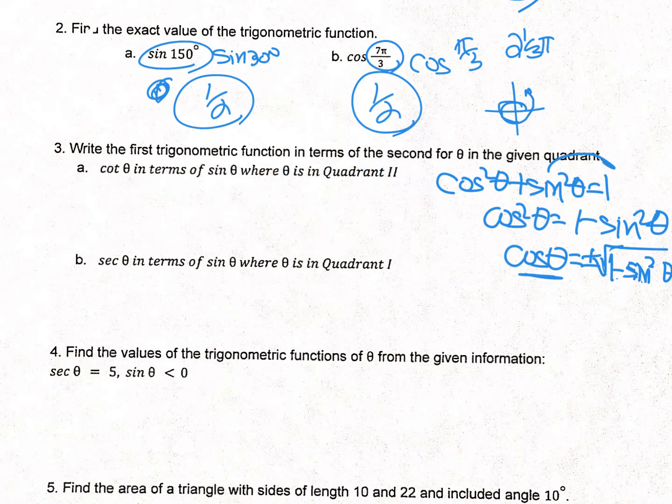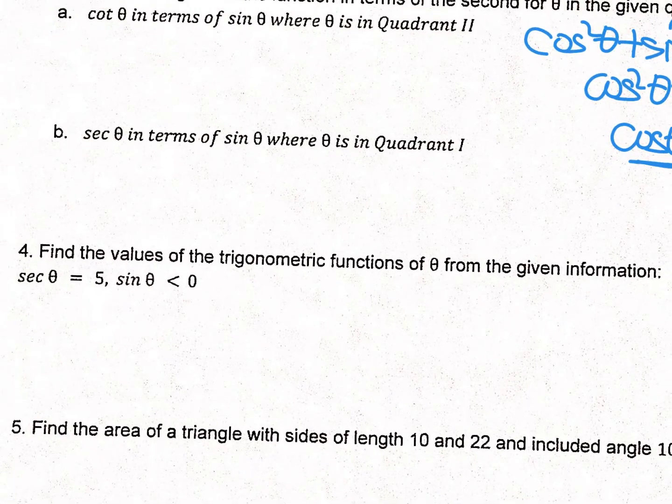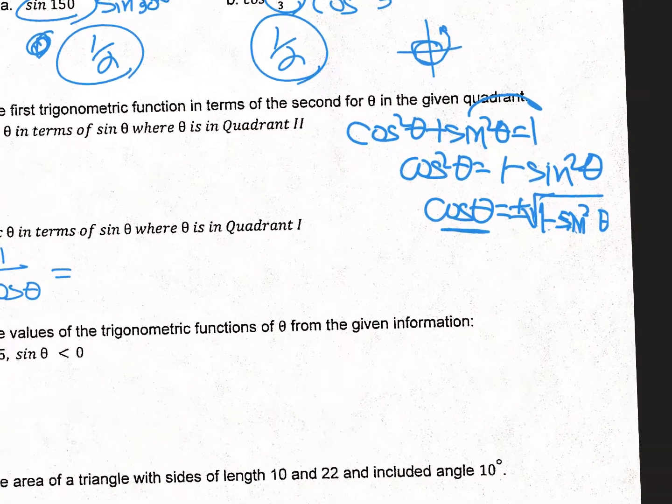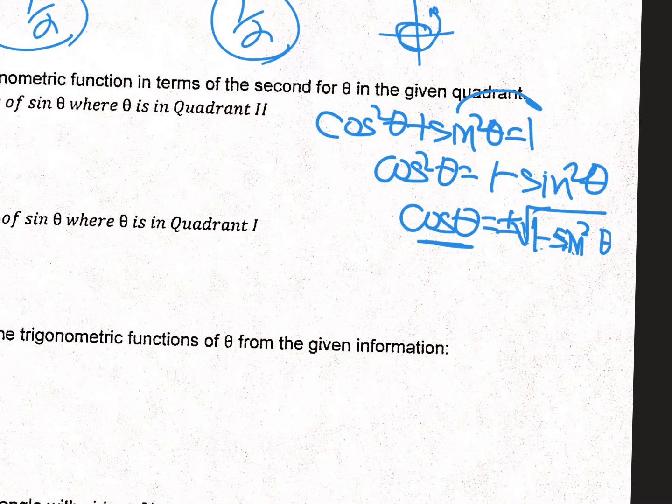B part's the same kind of problem. It says secant in terms of sine. A couple ways you can go here, and I'm going to go this way. Secant's really 1 over cosine. And I'm going to do what I just did a second ago. I'm going to change my cosine to sine so that I can write secant in terms of just sine. So I'm going to pull this back down. Look right here, see where I have cosine is plus or minus the square root of 1 minus sine squared.